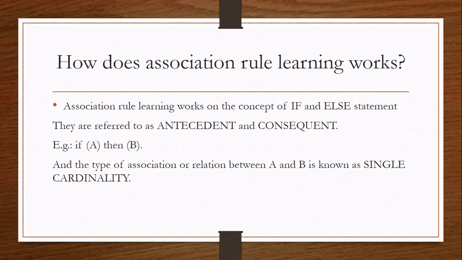How does association rule learning work? So association rule learning works on the concept of if and else statements. They are often referred to as antecedent and consequent. So antecedent is something that occurs first, then consequent is something that occurs because of something. Let's say because A occurs, A is the cause of B. That's just what it means. So antecedent is the if and consequent is the else. And the type of association or relation between A and B is known as single cardinality.